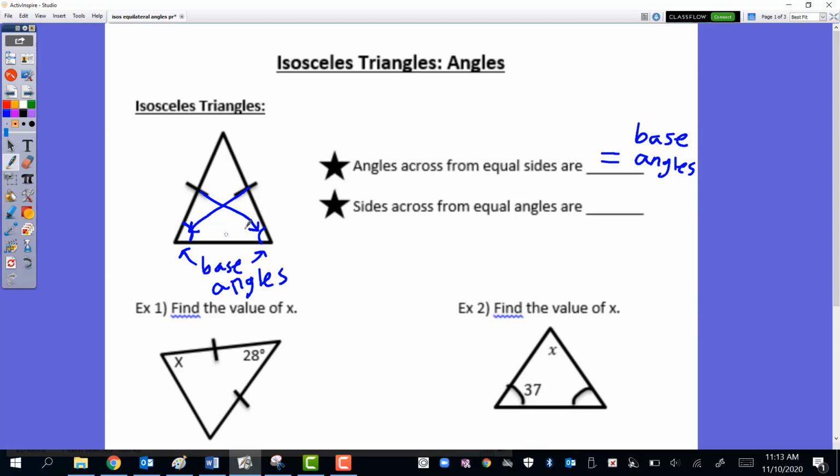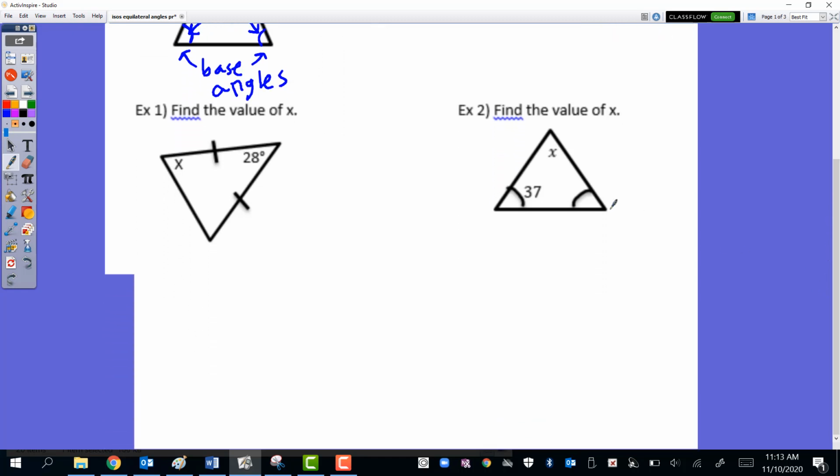And sometimes they're going to mark the angles and not the sides, and so the sides that are across from those equal angles are also equal. Okay, so you need to be aware that you know more information than they're possibly giving you in the picture. So like if I look down at number 1, it says find the value of x. Now x is in an angle, and they did not put any marks on the angles, they only put tick marks on the sides. So I know that these sides are equal, but I also know that the angles across from those sides are equal.